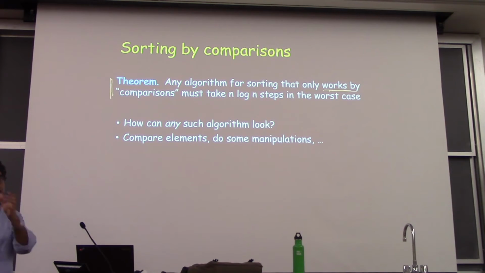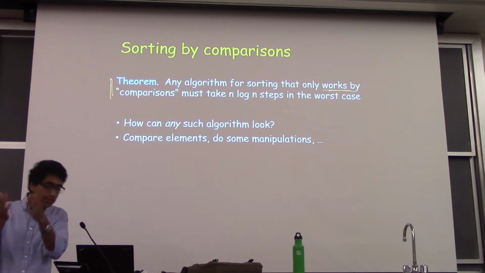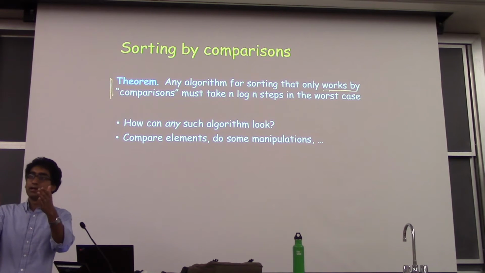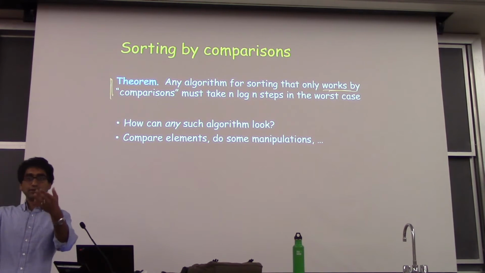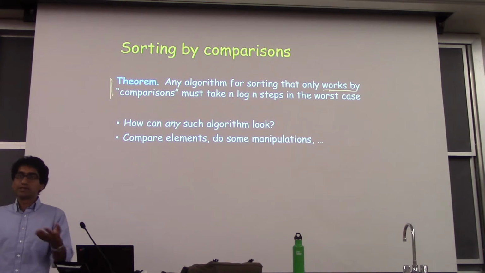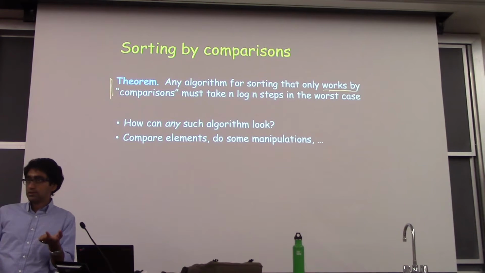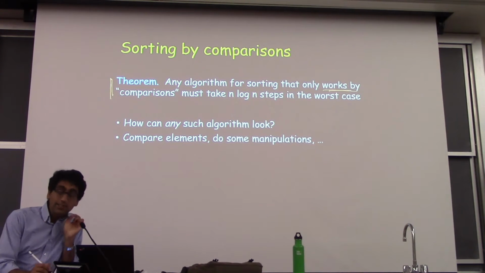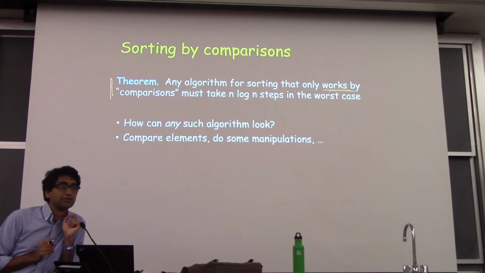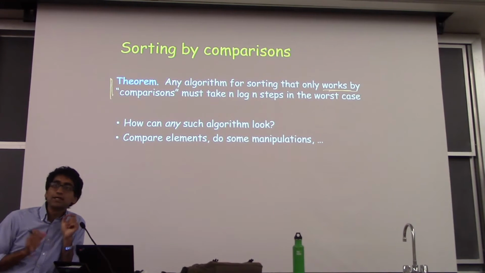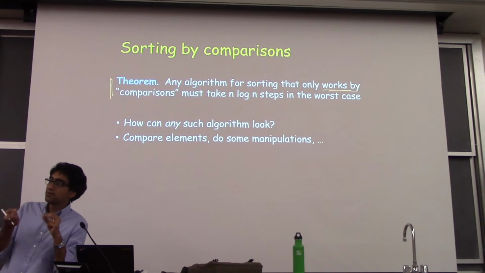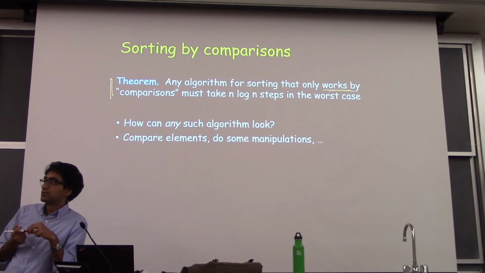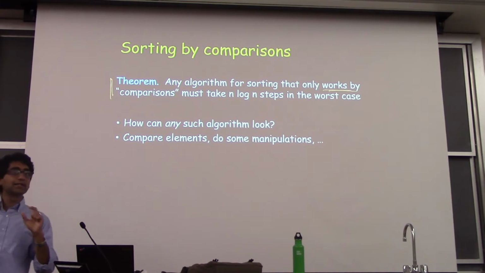We said that it compares some elements, and then it could do some operations. It could move one element to the other. It could create some new array, do some calculations, and so on. But the only way it accesses the original array is via these comparisons. So is this model clear? Do you all get a sense of what kind of algorithms we are talking about? Maybe I can take some questions, because this is a slightly subtle notion.